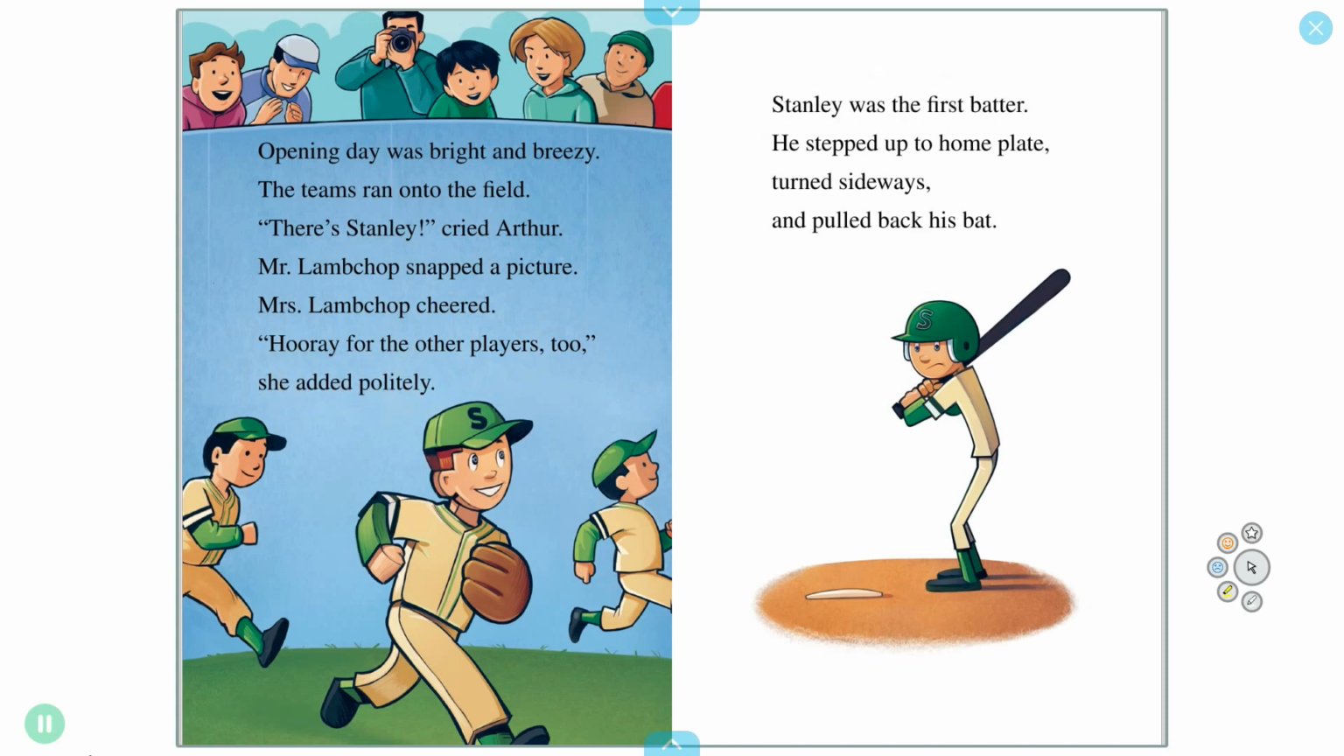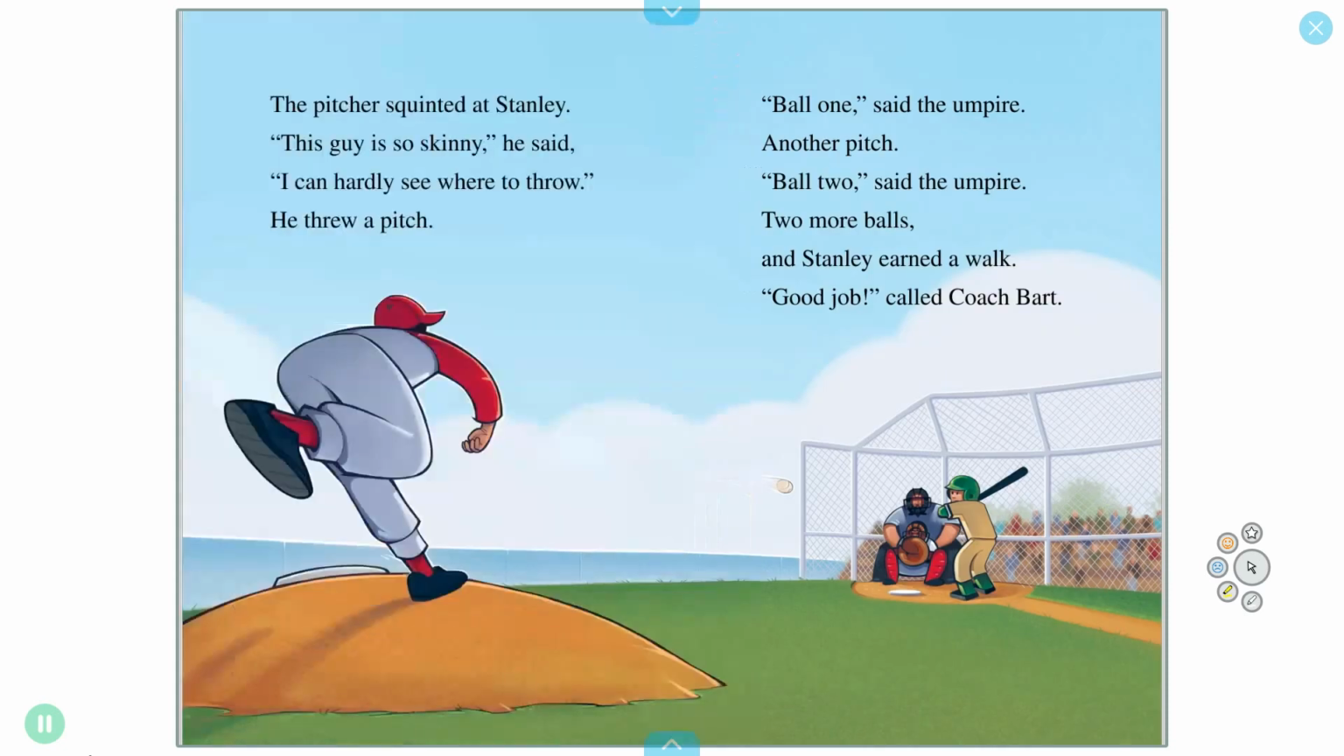Stanley was the first batter. He stepped up to home plate, turned sideways, and pulled back his bat. The pitcher squinted at Stanley. "This guy is so skinny," he said. "I can hardly see where to throw." He threw a pitch. "Ball 1," said the umpire. Another pitch. "Ball 2," said the umpire. 2 more balls, and Stanley earned a walk. "Good job," called Coach Bart.